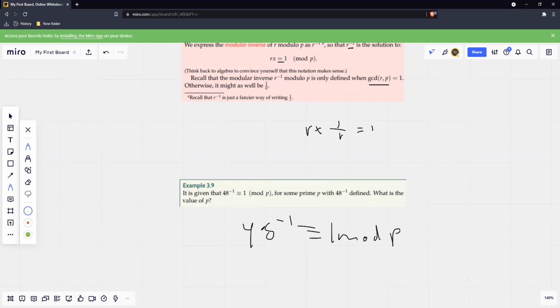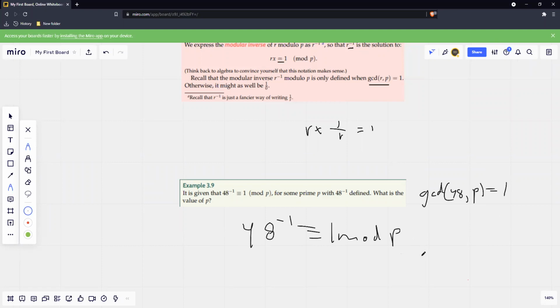Let's say r is equal to 48. Since r is 48, not r to the power of -1, GCD(r, p) = GCD(48, p), and therefore GCD(48, p) is equal to 1, right? So we're trying to find the value of p. Basically we're finding a number p such that GCD(48, p) is equal to 1, and this is a true statement.